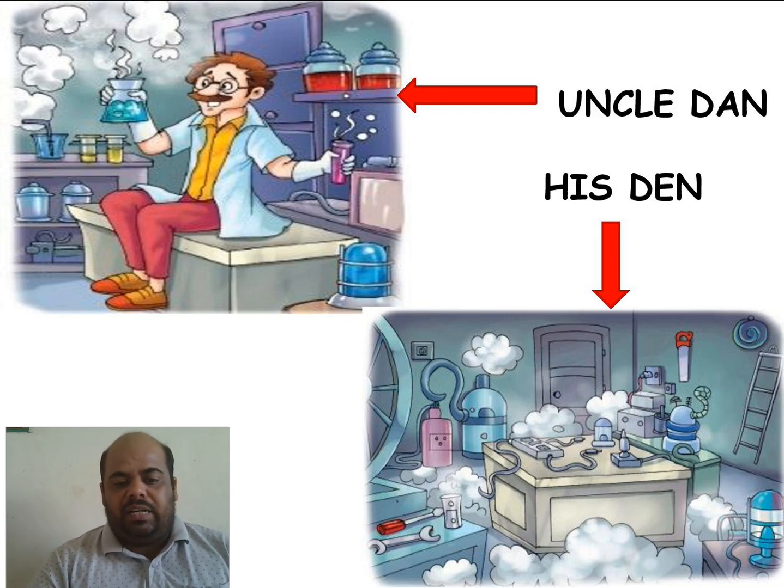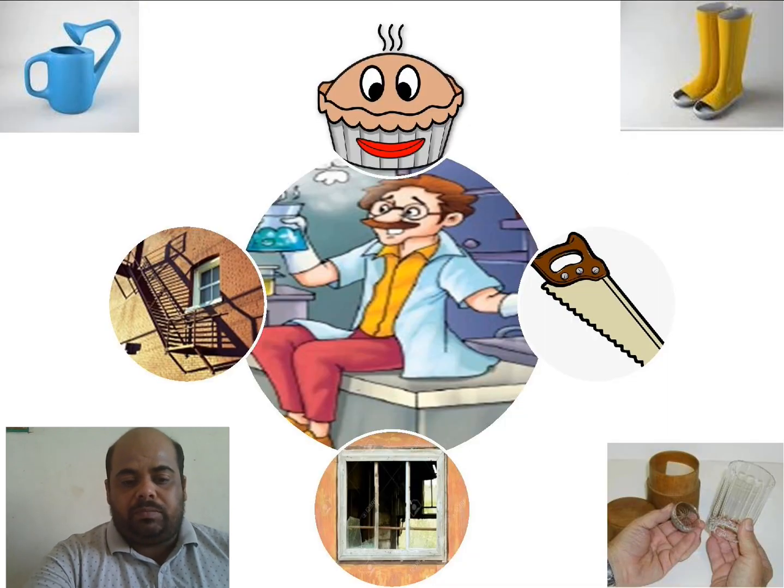So this is Uncle Dan, and this is his den. Uncle Dan is a scientist who is working in his science lab all day, all night, cooking up, making and inventing some of the greatest things which are useless. Those things are not of any use. You don't believe me? Just check these examples.